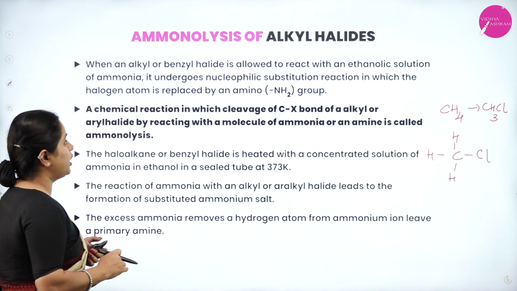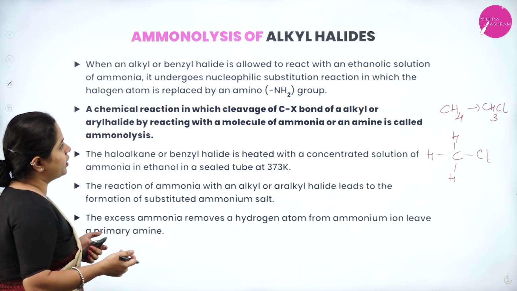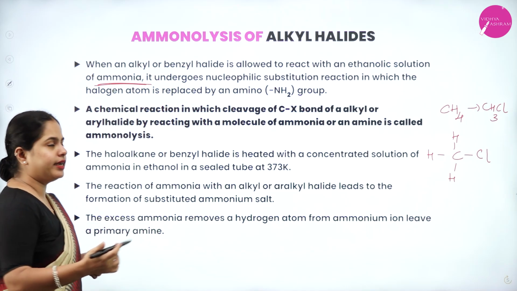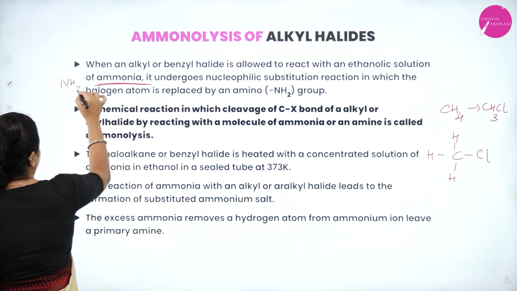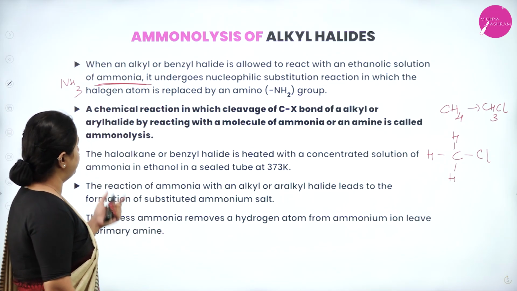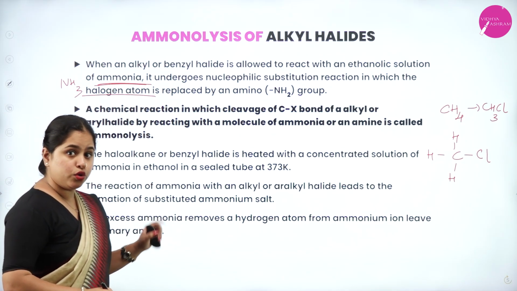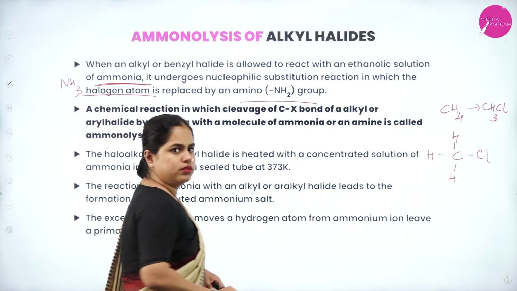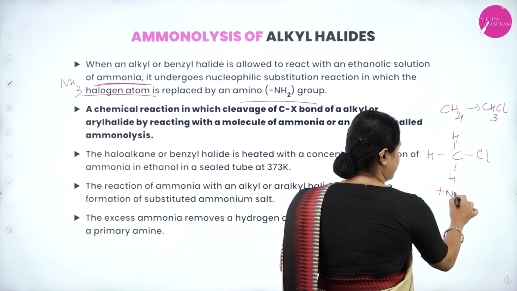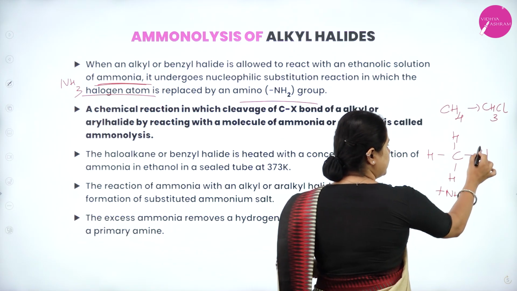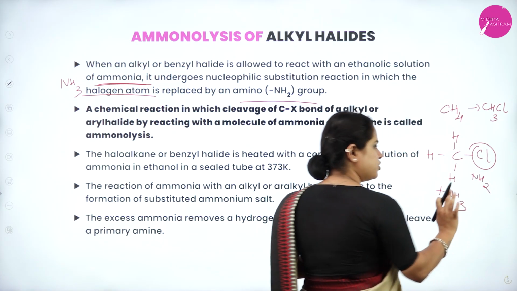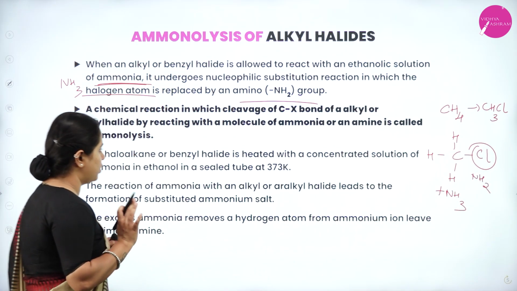So when an alkyl halide or benzyl halide is allowed to react with an ethanolic solution of ammonia, it undergoes nucleophilic substitution reaction in which halogen atom is going to be replaced by amino group. That is it. Okay. So you have your alkyl halide. This is going to react with ammonia. What is going to happen? This halogen atom is going to be replaced by NH2. That is what is going to happen here. Okay, clear. So let's understand that.